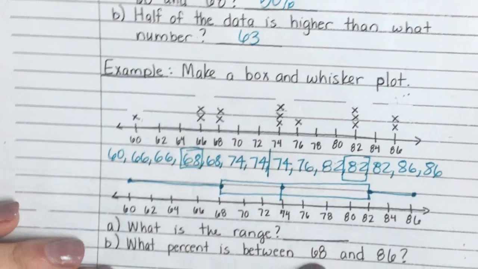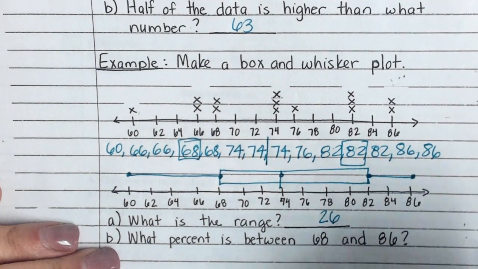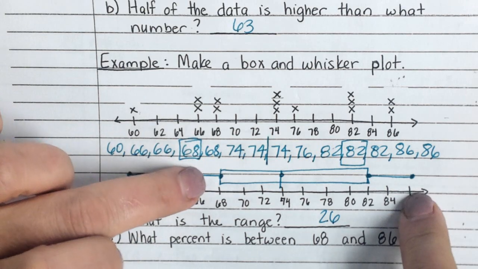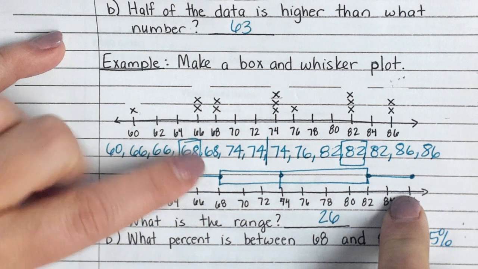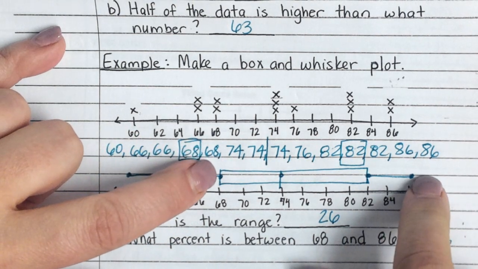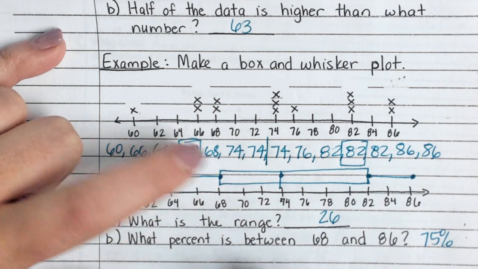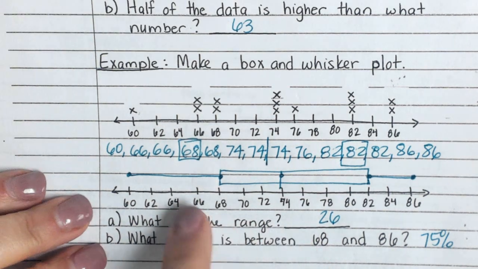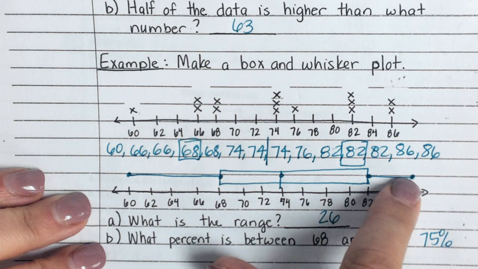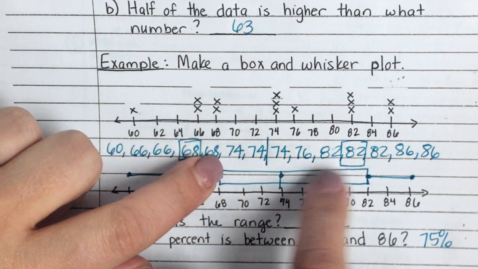Let's look at some questions on this. What is the range of this one? 26. And then what percent is between 68 and 86? 75 this time. And look why. Here's 68. Here's 86. How many sections do you have? 1, 2, 3. So it would be 75% between the two. How did you get 71? Remember, each of these sections is worth 25%. So if I'm starting here and going up to the top, 25, 50, 75.